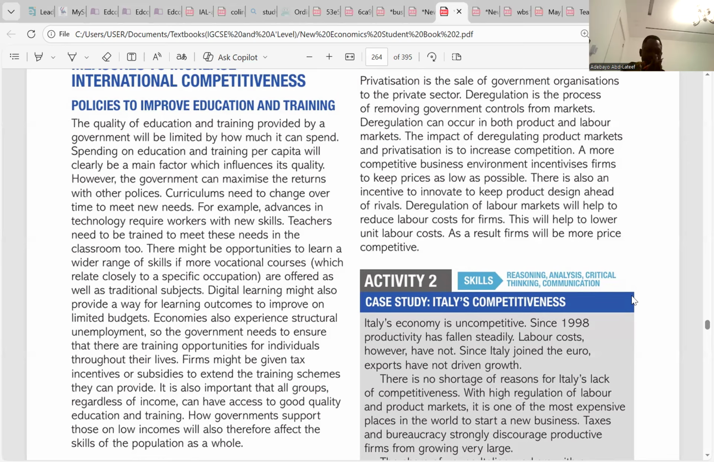So, literally, what we're talking about, the policies to improve education and training, is government must ensure that it comes up with policies that allow a country to have access to quality education. Because quality education would improve the human capital. And if human capital is improved, it brings about increased competitiveness in the global market. I think education and training is clear. Good.